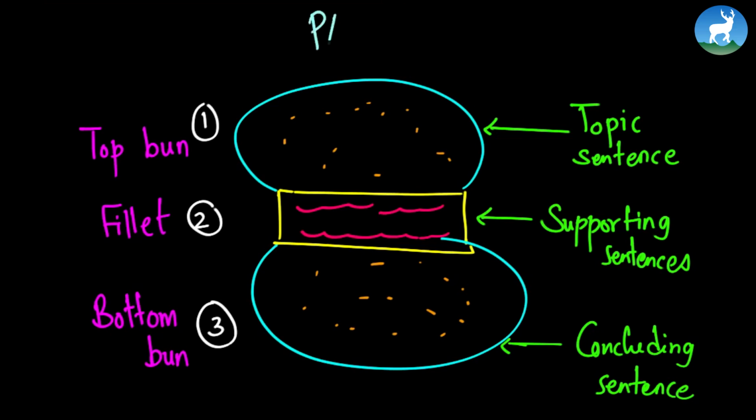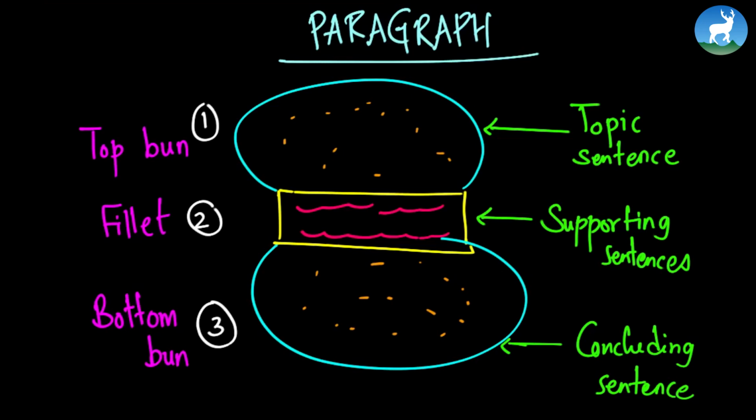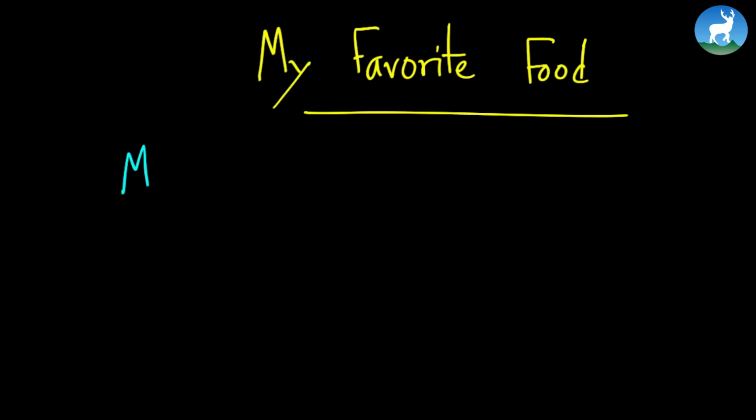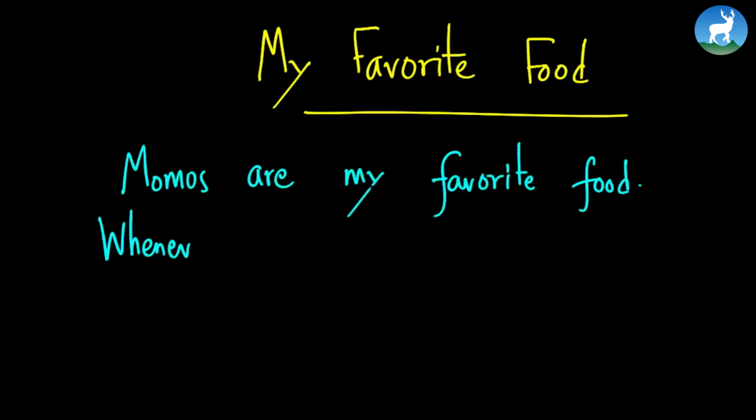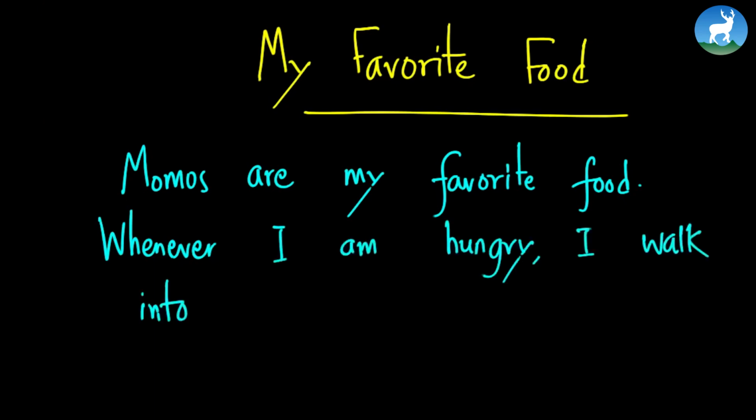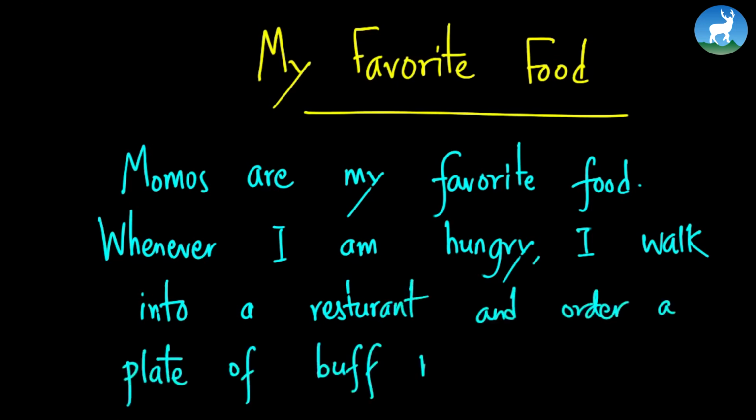We're talking about how to write a paragraph. Now let's try this. Now let's write a paragraph on my favorite food. Let's try that. My favorite food. Momos are my favorite food. Whenever I am hungry, I walk into a restaurant and order a plate of buff momo. When it is served hot, I relish it.